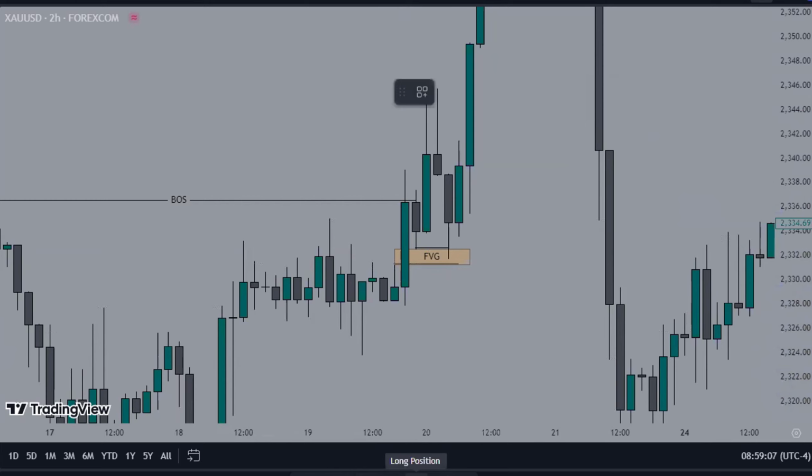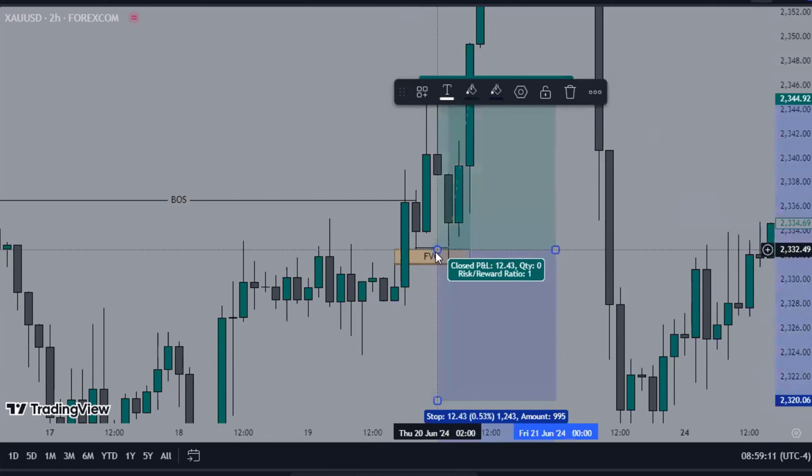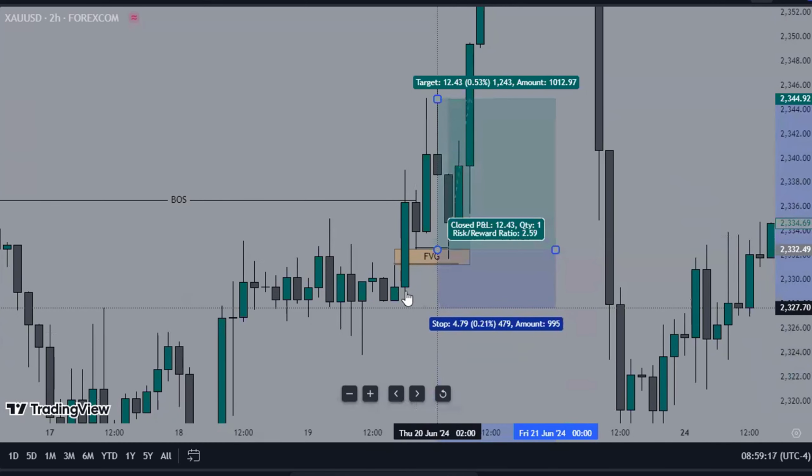So that fair value gap you're seeing is your entry here. That's where you enter, right? You place an entry right there. If it's a very tight fair value gap, place your entry just at the opening of the fair value gap. If it's too thick, I would suggest you take the midpoint, right?